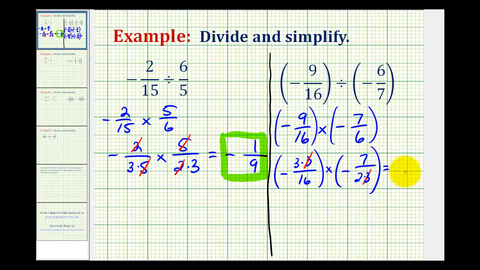Now again, we have a negative times a negative, so the product is positive. Our numerator is 3 times 7, which is 21, and the denominator is 16 times 2, which is 32. So this is our product, which should also be our quotient.